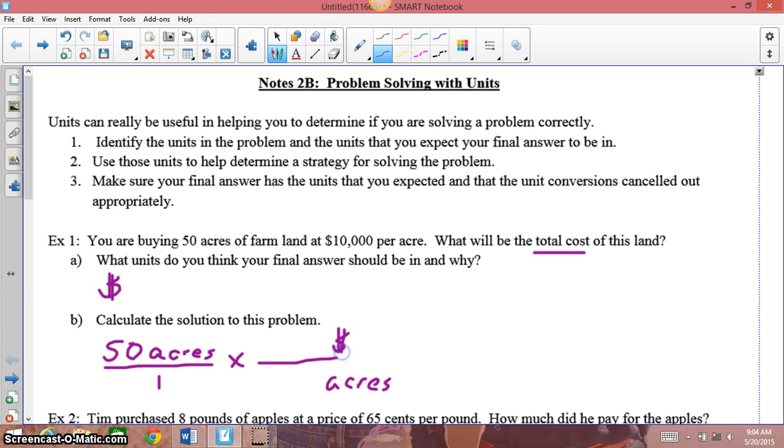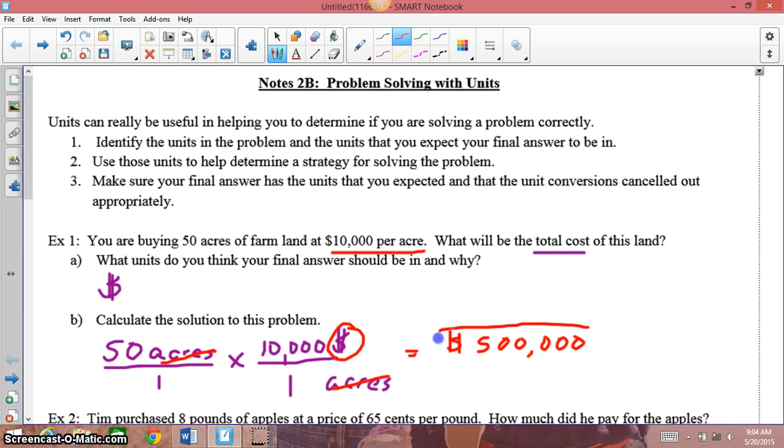and put money up top, and we can see from our problem that we have a direct conversion here because it costs $10,000 for every 1 acre. So for every 1 acre, it will cost us $10,000. That way now, at this point, acres have canceled out. I multiply straight across. 50 times 10,000, that's going to give me 500,000. And the only unit I had left was money, so therefore my final answer is dollars, $500,000 for the 50 acres.